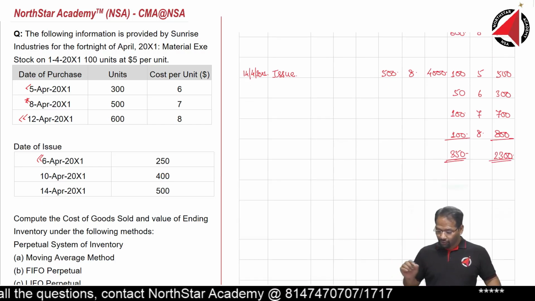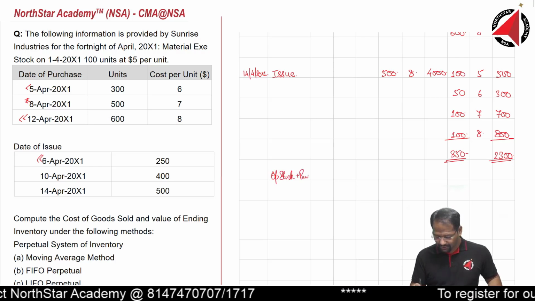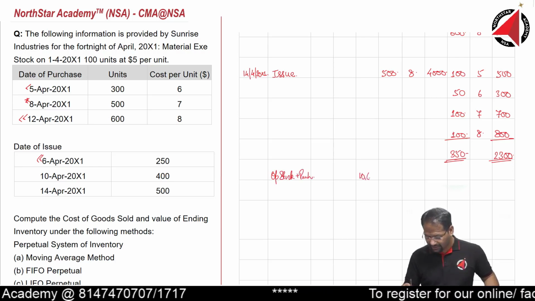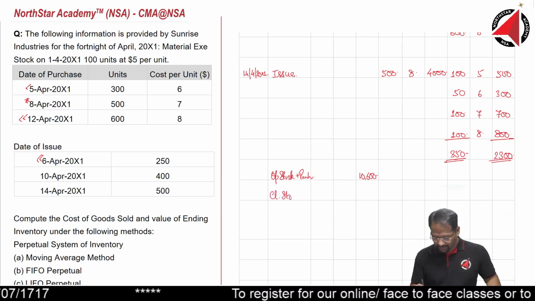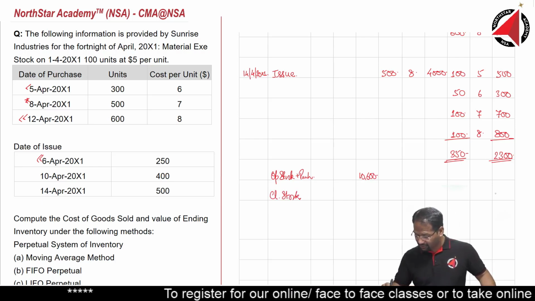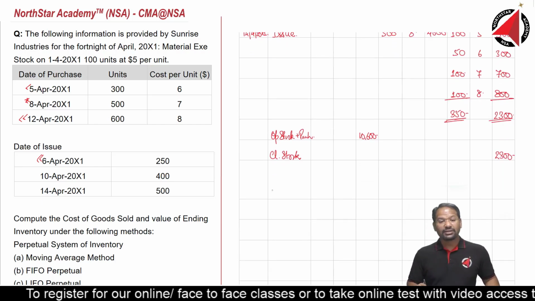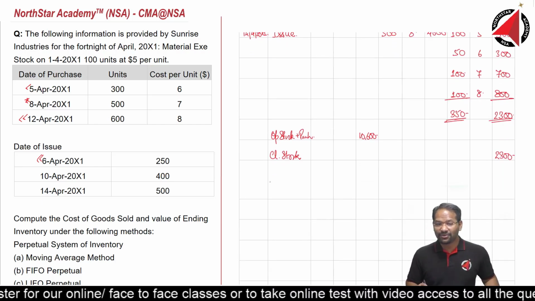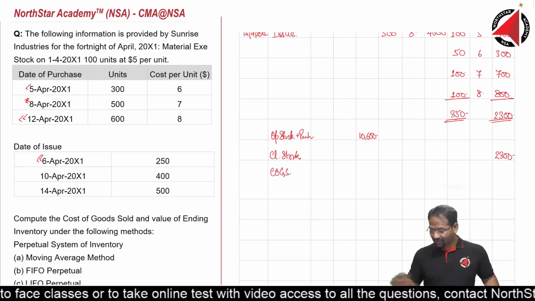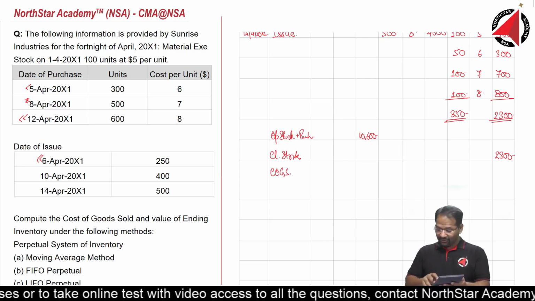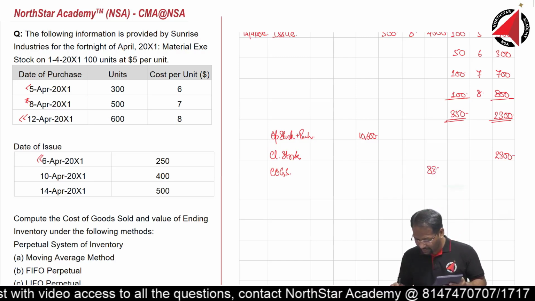And if you remember, total cost of opening stock plus purchases was how much? $10,600, and total cost of closing stock we have already calculated, 2,300, correct? So automatically, what is our cost of goods sold? Cost of goods sold would be 10,600 minus 2,300. We get 8,300 as cost of goods sold.